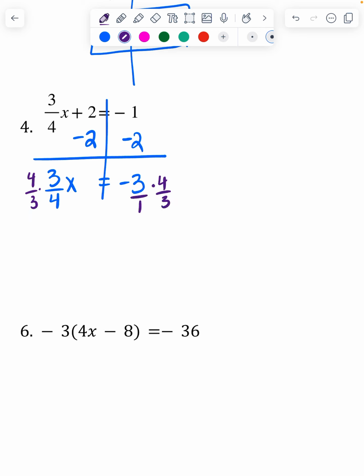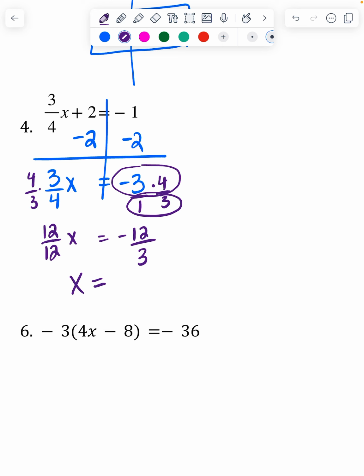And then it's top times top, bottom times bottom. On the other side, I put the 3 over 1 to make it a fraction, because then it's top times top over bottom times bottom. And then reduce. 12 divided by 12 is just 1. Negative 12 divided by 3 is negative 4.